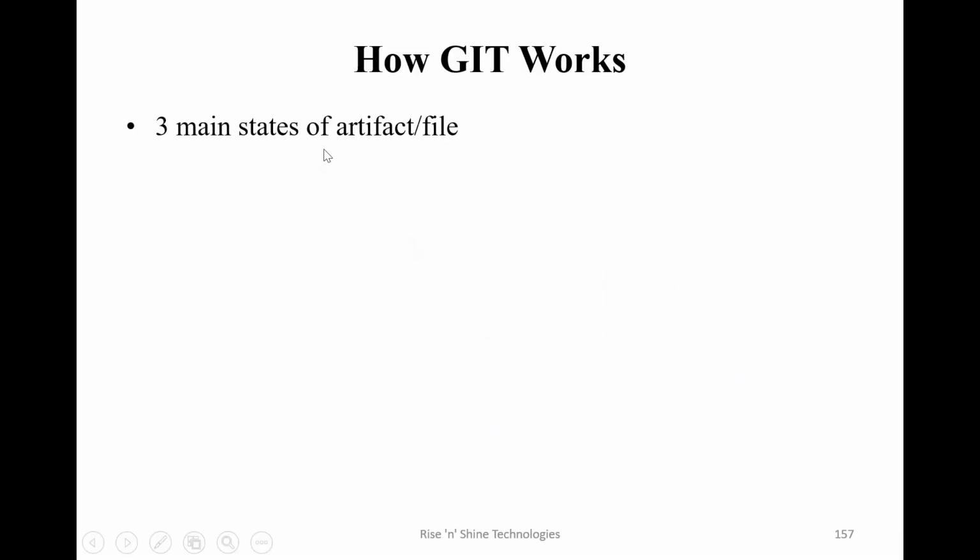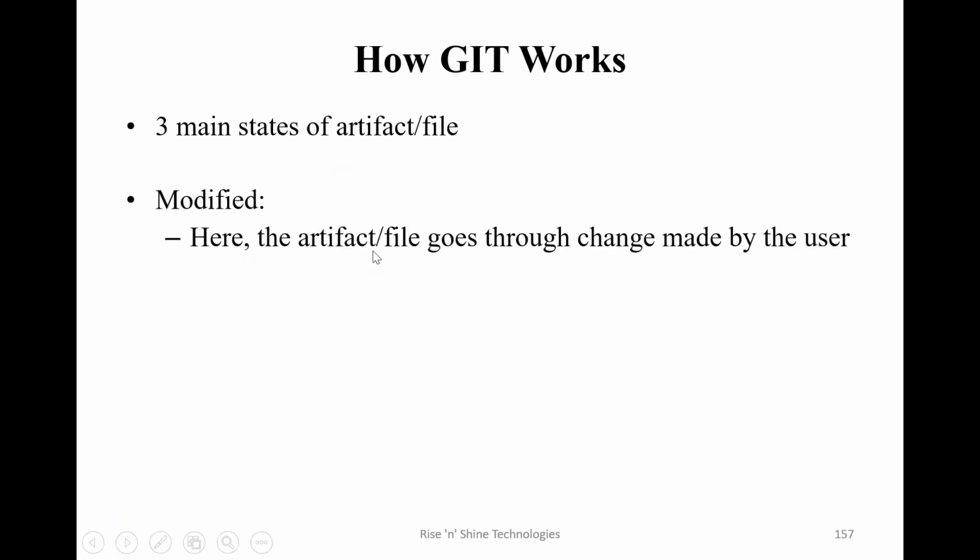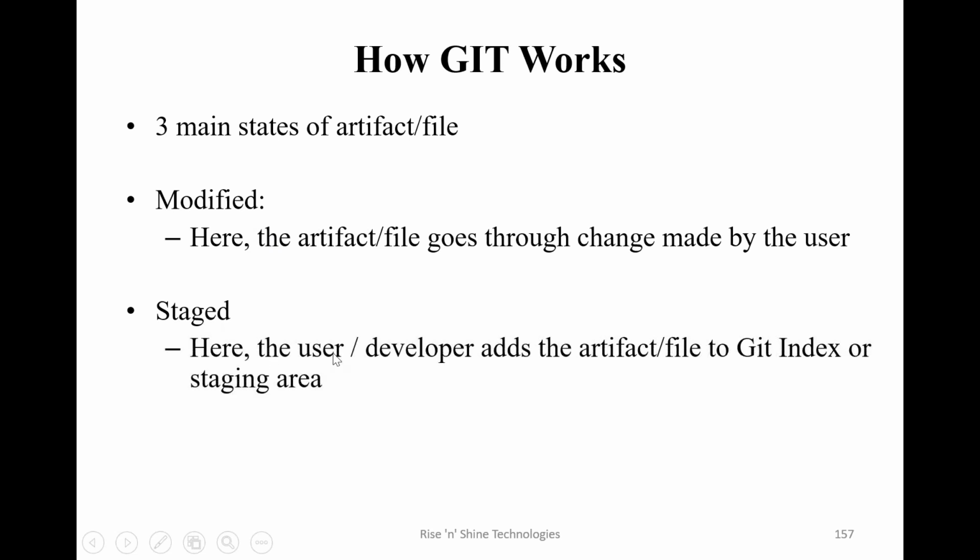Three main states of this artifact or file, like any developer creating Java files or Ansible files, any files you'd like to update, the modified one. So here the artifact of the file goes through the change made by the user in the working area. And the stage, yes, we need to stage it. So here the user or the developer adds the artifact or the file to the git index or staging area, and then commits it.